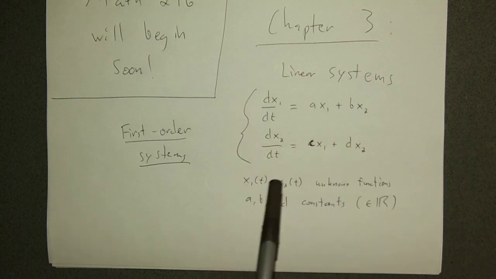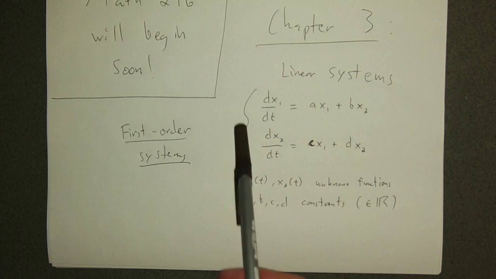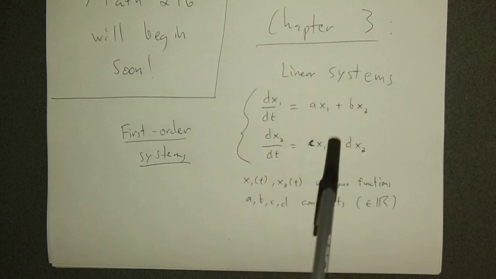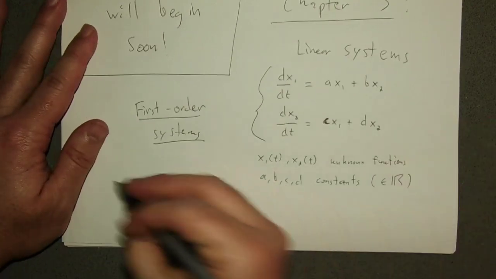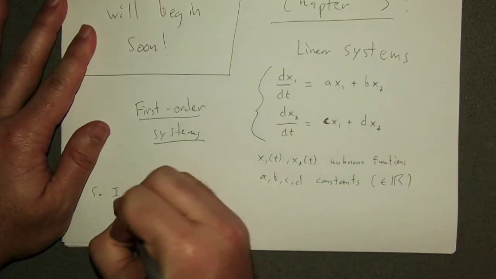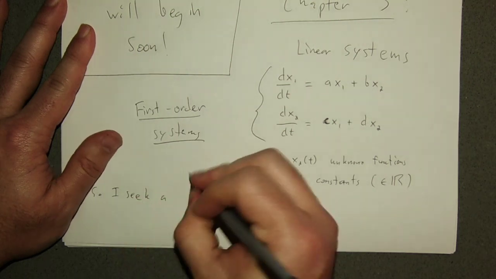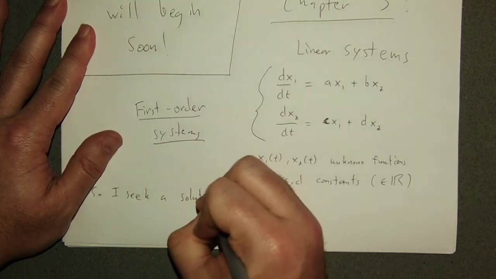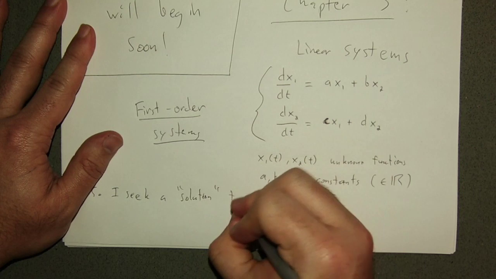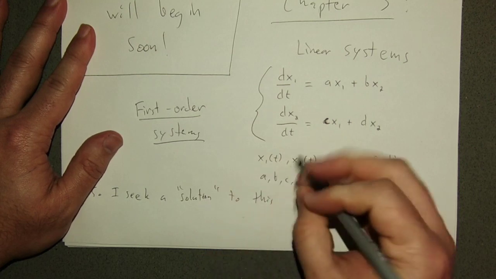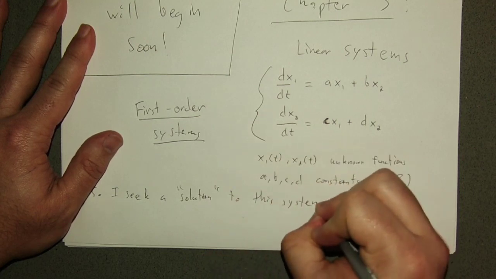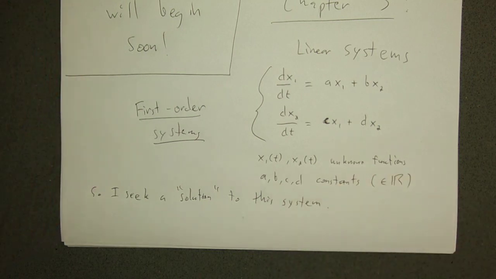Because this is a system, when I write this, I'm saying that these are satisfied simultaneously. And so I seek a solution to this system. Well, what does a solution to this system mean?